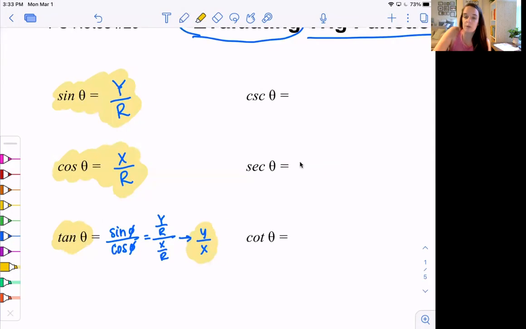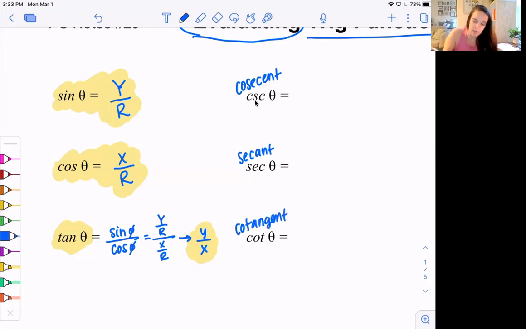We also have their reciprocals. The reciprocal functions are over here. These are cosecant, secant, and cotangent. You may remember these from past math lessons, but essentially they're just the flipped version of their reciprocal function. Reciprocal, remember, means flip the fraction. So if I have y over r, then this would be r over y. Cosecant and sine are reciprocals of each other, so cosecant goes with sine.